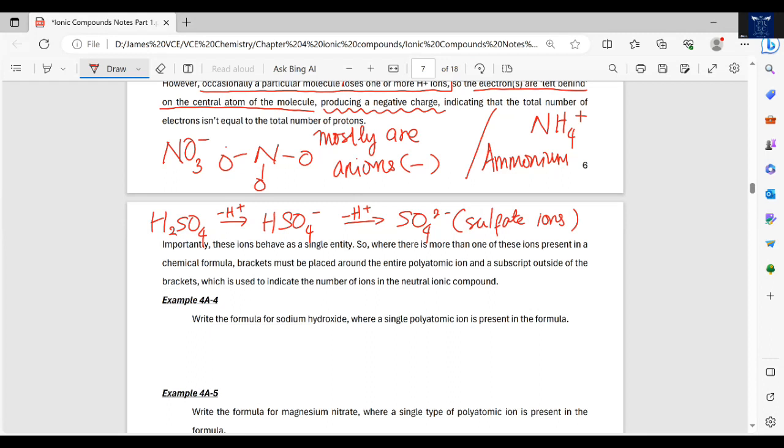But these ions behave as a single entity. So that means you cannot separate them as two different atoms. You have to consider them as a single entity. So when you name, we must also name as a single entity. If there is more than one of these ions present in a chemical formula, then we must use a bracket to place it along. Okay, we'll talk about this later. For example, let's say copper 2 nitrate, which means that we have an NO3. This is what we call copper 2 nitrate, because copper is 2 plus, NO3 is just minus. So you need 2 of them together. So whenever you are writing down the chemical formula, you have to use the bracket to represent them as a single entity.